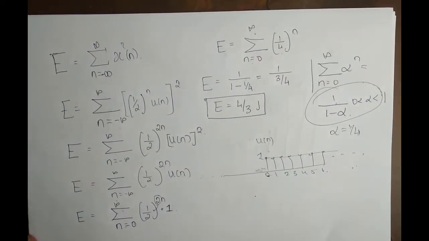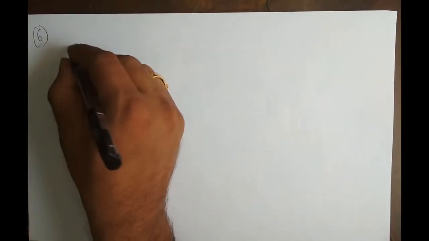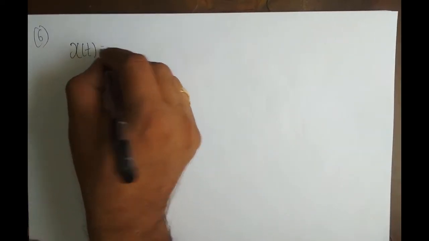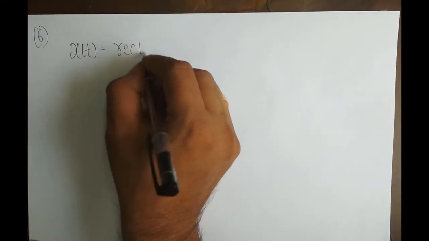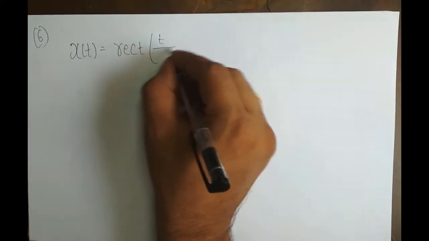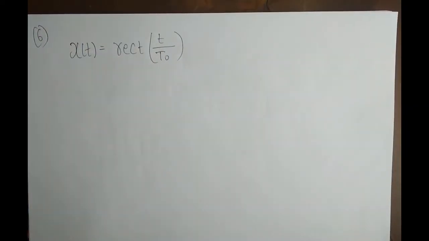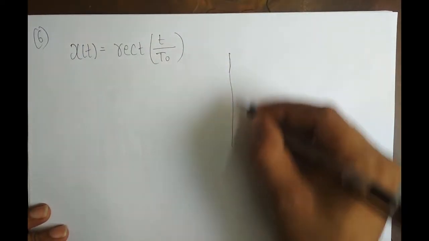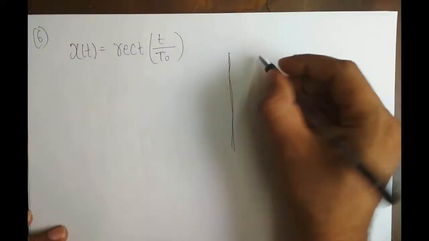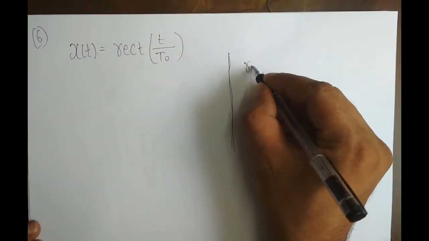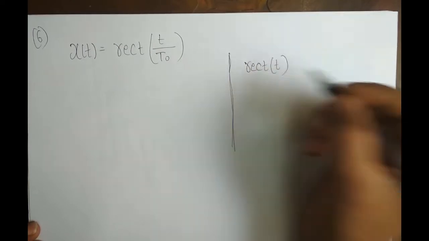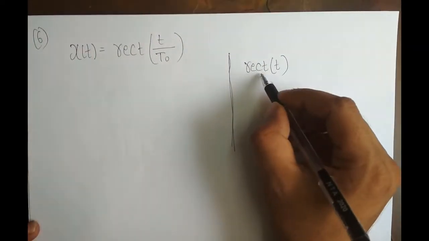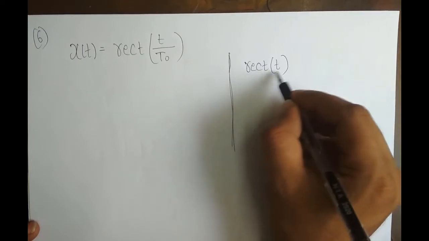So we'll take up one more problem, problem number 6. X of t is equal to RECT of t by t naught. Before we solve the problem, we have to see what is RECT of t. It's a rectangular pulse. RECT is a rectangular pulse, and this is a standard signal.